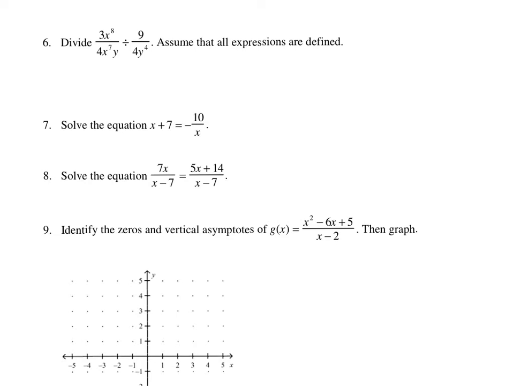Alright, for the division problem, what we need to do is flip over the second fraction and turn it into a multiplication problem. So I'm going to recopy 3x to the 8th over 4x to the 7th y. I'm going to multiply it by 4y to the 4th over 9. So first I'm going to real quick just cancel out these 4's.